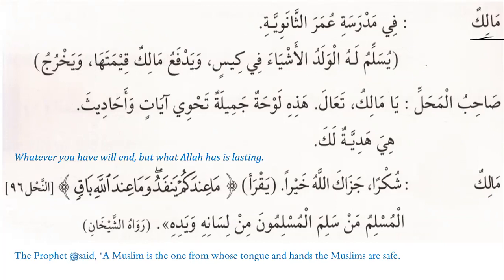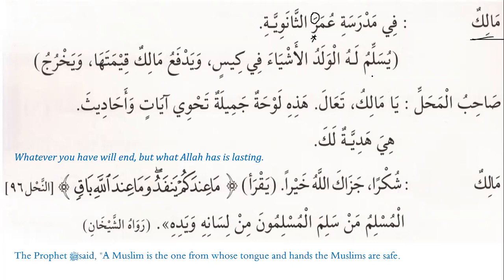So Malikun, the person, fi madrasati Umar al-Thanawiyati. He studies in the secondary school, and the name of the secondary school is Umar. So Umar Secondary School. Umar is mamnu' min as-sarf. It should basically be Umari, but we know that this is mamnu' min as-sarf, that's why it will not accept kasra. So it is fi madrasati Umar al-Thanawiyati, in Umar Secondary School.